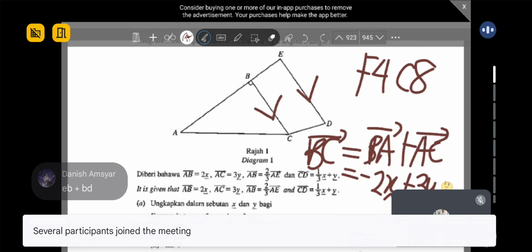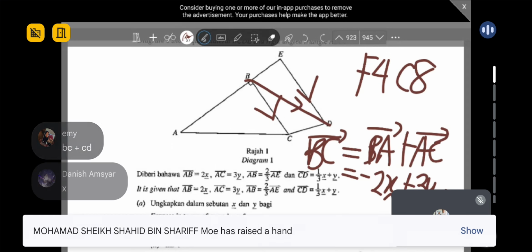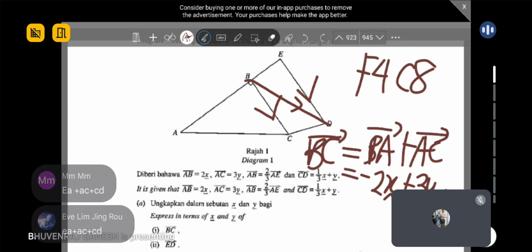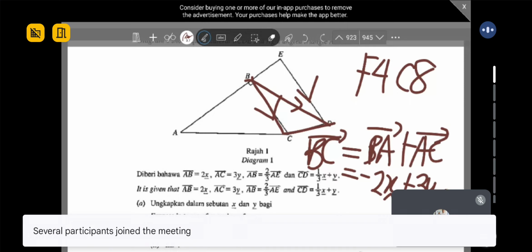EB tambah BD. Saya tanya satu soalan, guys, adakah kita ada vektor BD tak? Actually boleh, kamu boleh cari. Sebenarnya BD adalah BC plus CD. So actually BD betul, tapi kamu kena cerakinkan lagi. Jadi BC tambah CD. Alright? So BC jawapan yang ni.